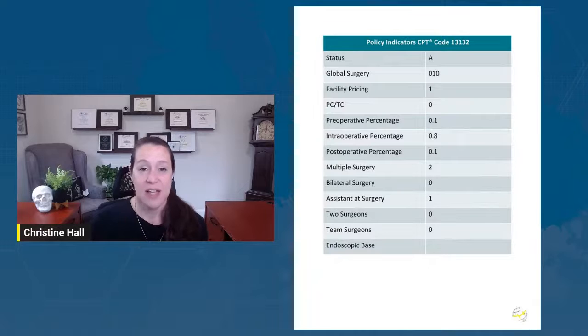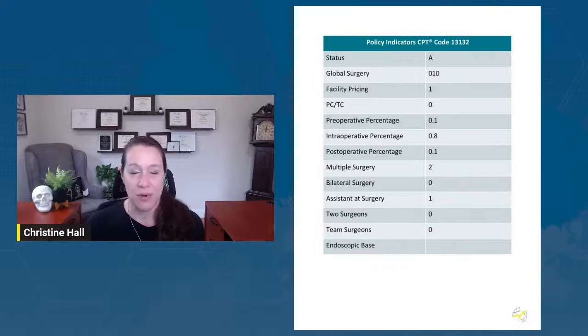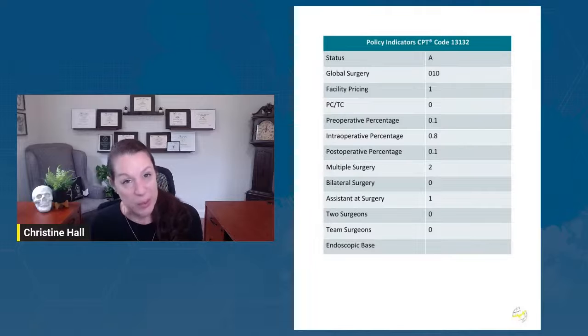Wow, take a look at this. So you have a status A. Well, we're going to talk about what that means for this code. Global surgery. Now, a lot of us know what global surgery is. This global surgery package is 10 days. Facility pricing, professional components or technical components. Does this procedure include a professional and a technical component? Well, all of that's built into the CPT code. What is the payment? What part of that is for preoperative work? What part of that is for postoperative work? What part of that is for the actual repair?